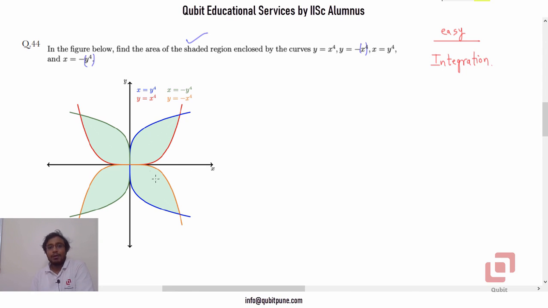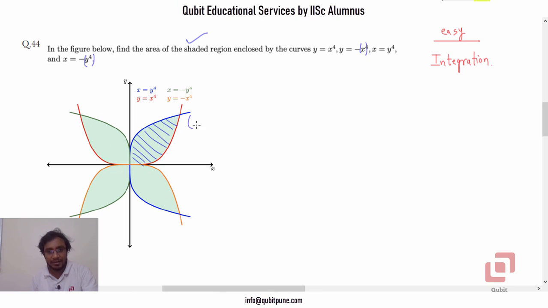Okay, now although they form a very nice geometry, the procedure to determine the area bounded or the area shaded is very simple. Due to symmetry, the required area will be 4 times the area in the first quadrant, and that's exactly what we have done.